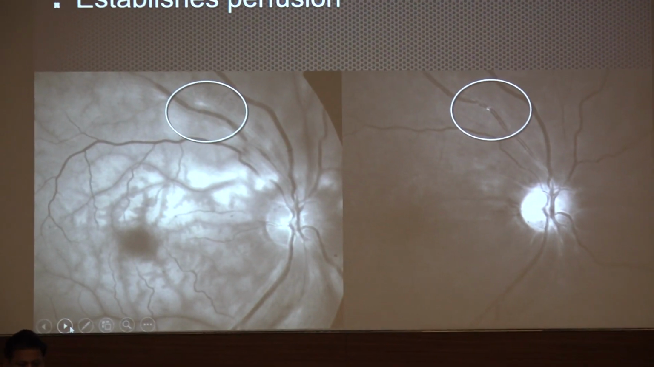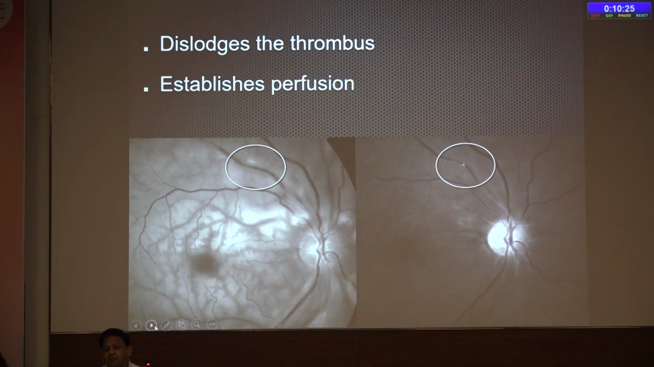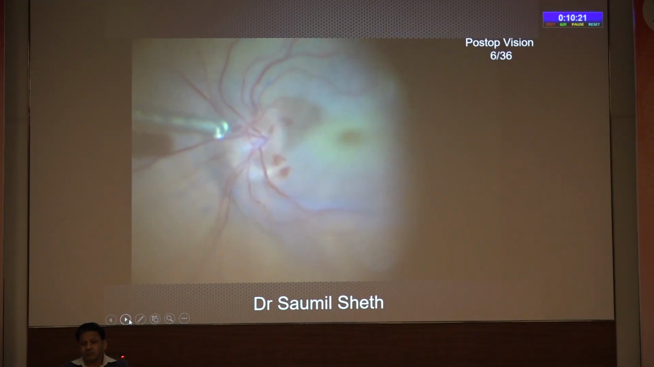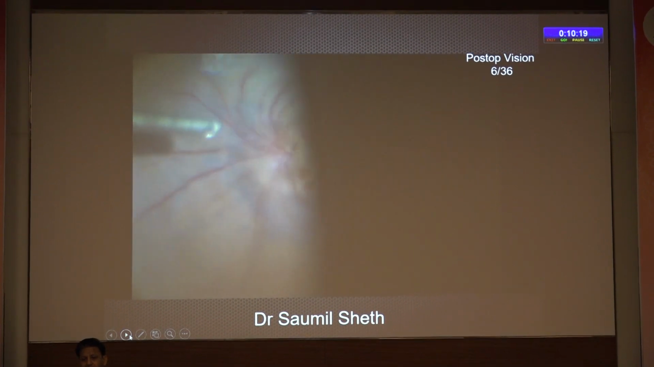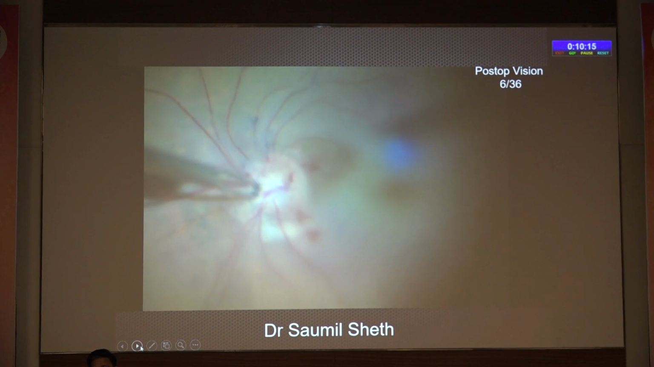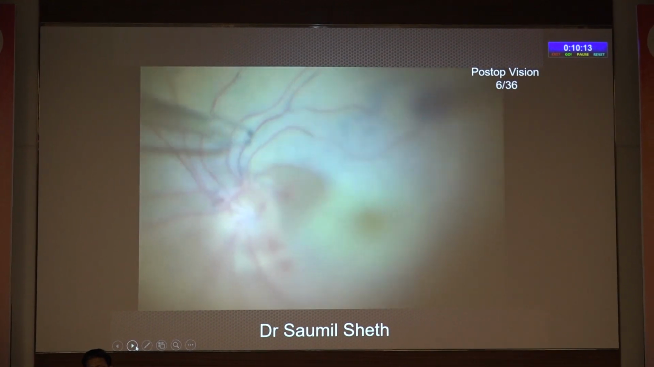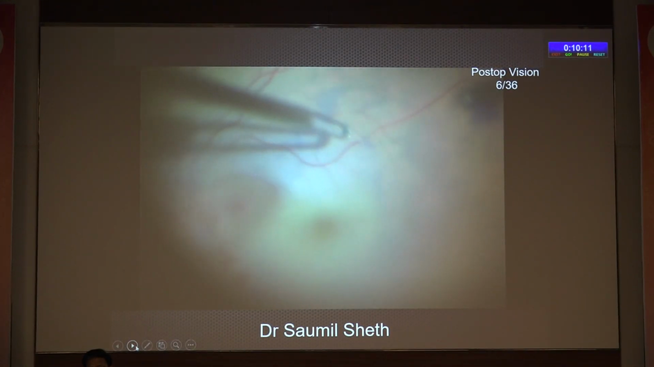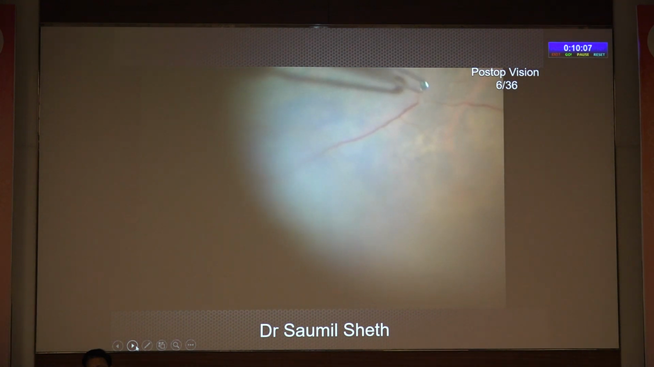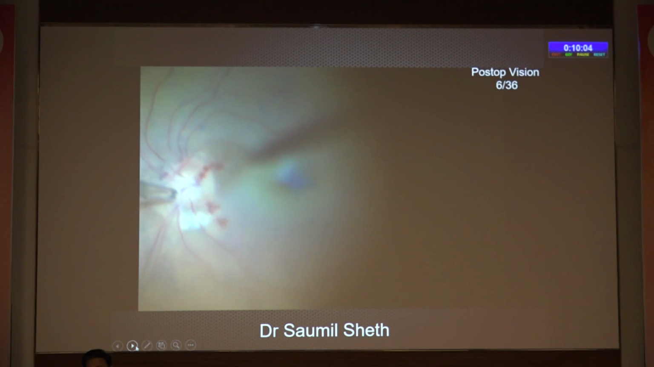Now, this is one photograph in which you can see the CRAO on the right side, and you can see the dislodged embolus post-operatively after the perfusion has been established. So this is a typical case of a CRAO where we have induced hypotony, so you can see the choroidals coming in, and after that, you start seeing the pulsations of the central retinal artery, and then when you start dissecting the disc, you get this thrombus getting dislodged.